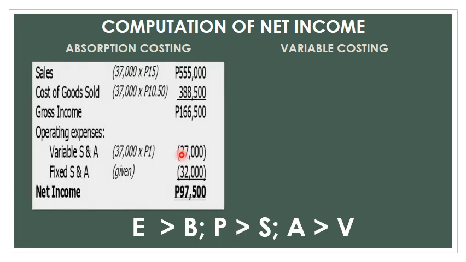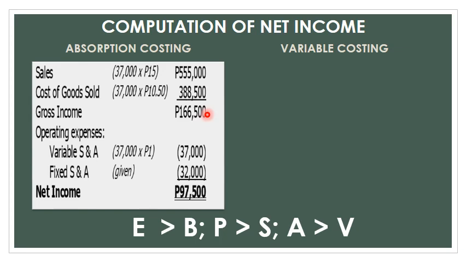So, ito ang naging computation ng net income under the absorption costing. Ang ginagamit natin yung traditional way ng pag-compute ng net income: Sales less COGS equals gross income, less operating expenses equals the net profit or net income. So, this is the computation. We have the total sales na 555,000, cost of goods sold 388,500, and gross income of 166,500, then ililess natin lahat ng operating expenses.